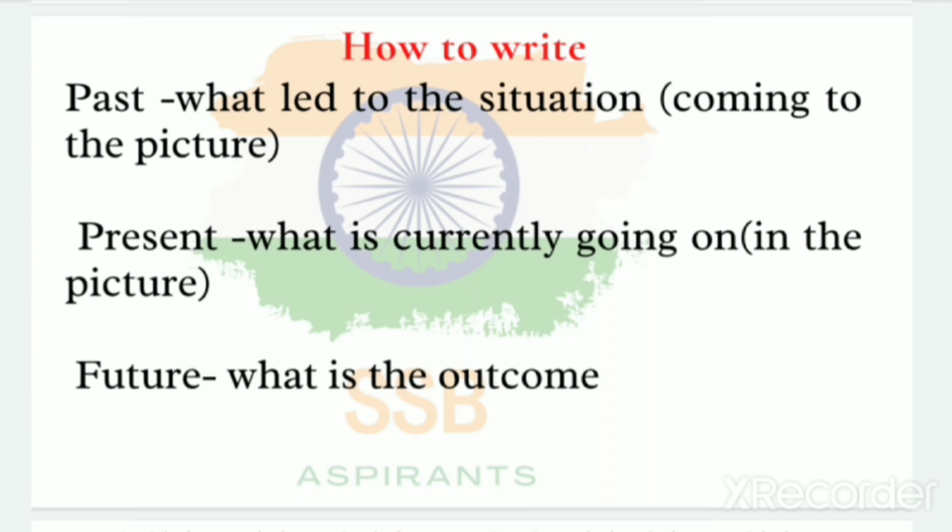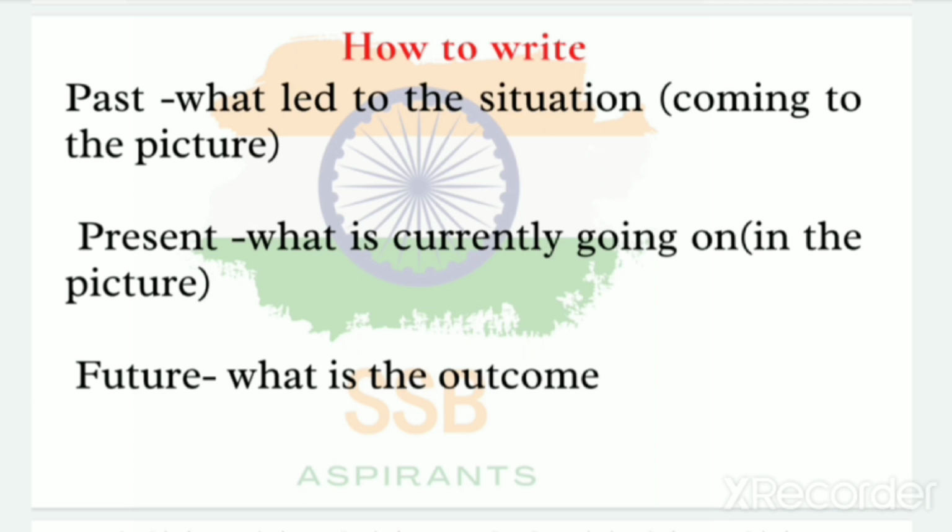They would brief you to write the story in 3 parts: past, present, future. Past, what led to the situation. Present, what is currently going on. Future, what is the outcome of the situation. You are shown a picture. That picture should consist of a past, that this led to this situation that is happening now on the screen. Then it should consist of a present and also of a future.